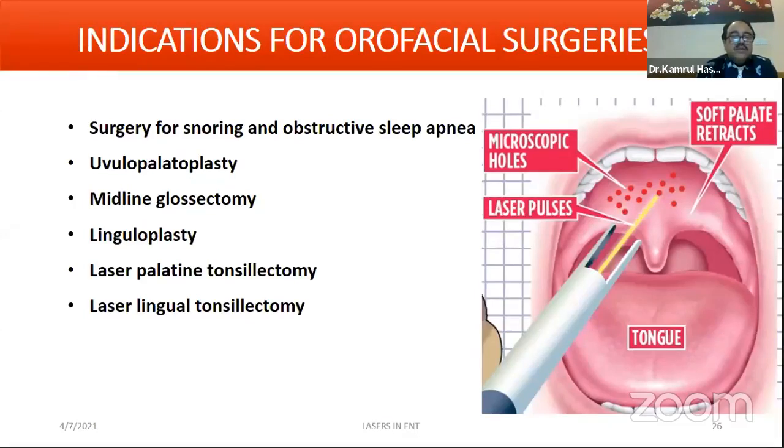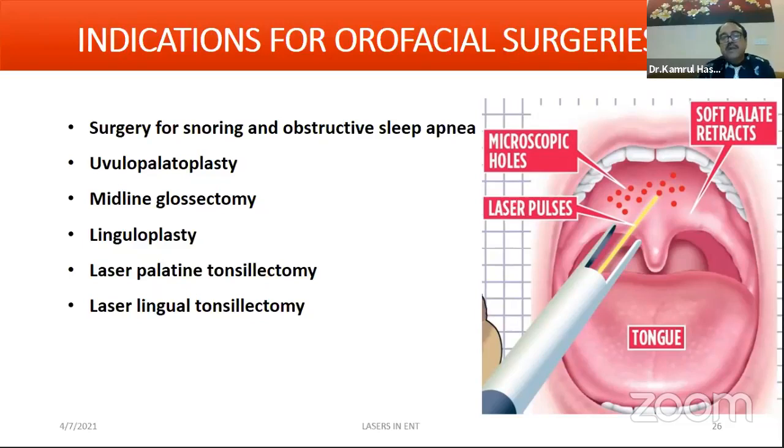In ENT surgery, we are using lasers for snoring, obstructive sleep apnea, uvulopalatoplasty, midline glossectomy, linguoplasty, laser palatine tonsillectomy, and laser lingual tonsillectomy. Why are we talking about tonsillectomy? Nowadays, we are lucky that the carbon dioxide laser is equipped with a fiber laser, not only a beam. The diode is also a fiber laser.